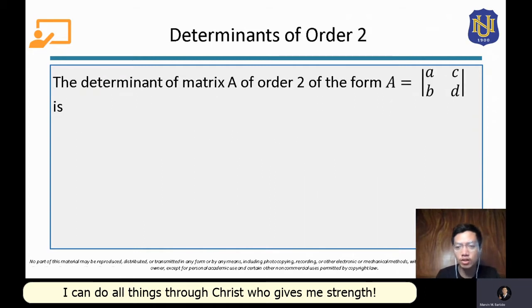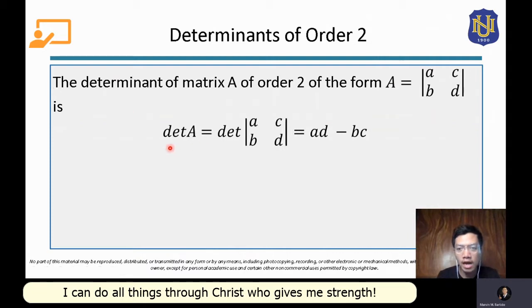So let's now discuss the determinants of different sizes of matrices. We will start with solving determinants of order 2. Matrices of order 2 are 2 by 2 matrices. For the determinant of matrix A of order 2, of the form A equals [a b; c d], we first write the notation det A, which is equal to the determinant of this matrix. The determinant of this matrix A will just be AD minus BC.